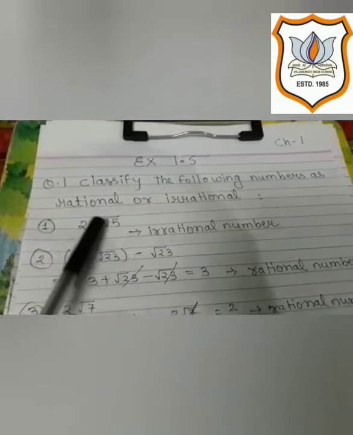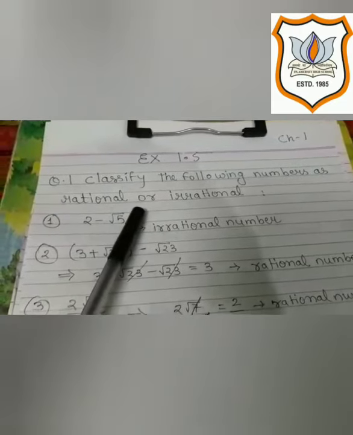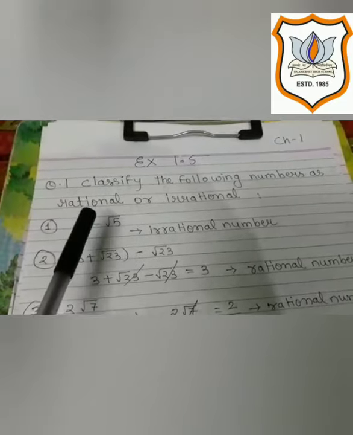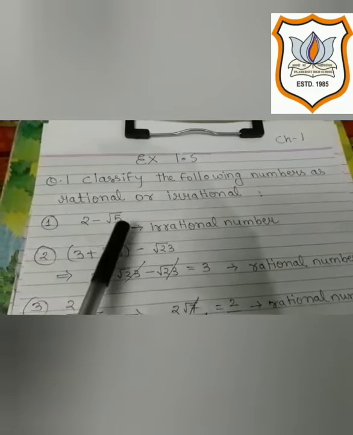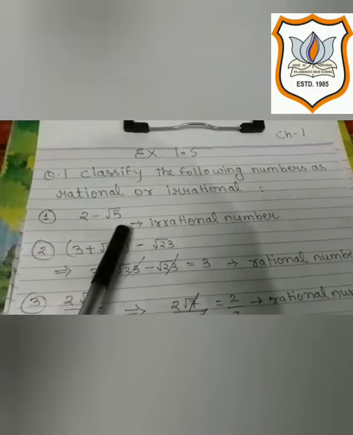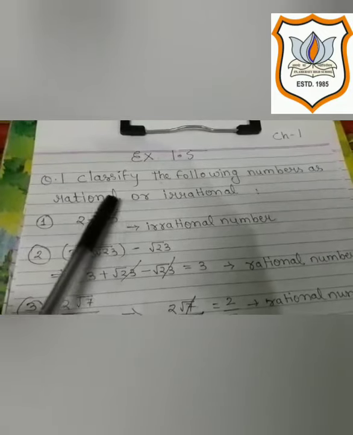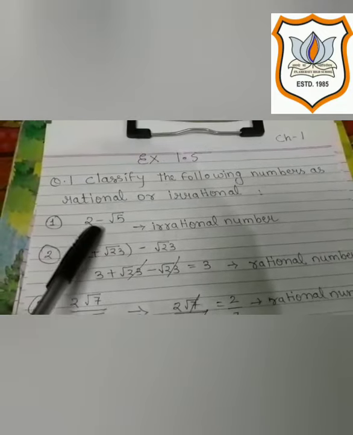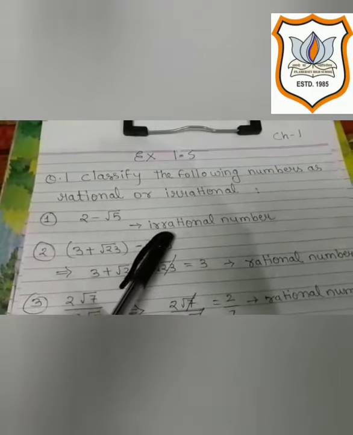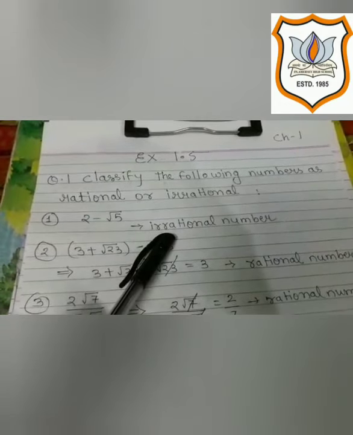1 is a rational number while root 5 is an irrational number. And subtraction between one rational number and one irrational number could not be possible. Therefore, the irrational number will remain as it is, and hence the final answer is an irrational number.